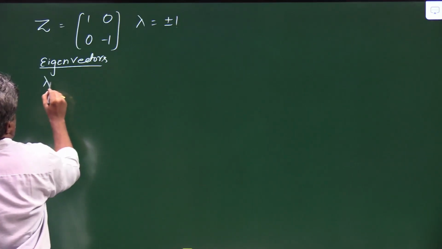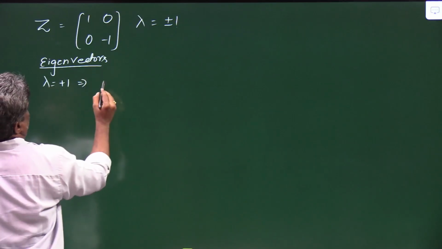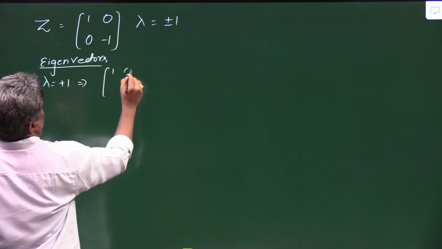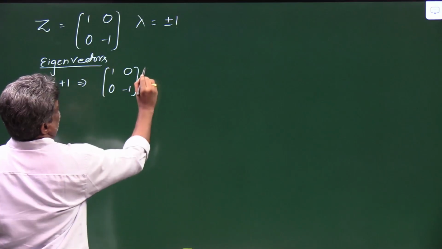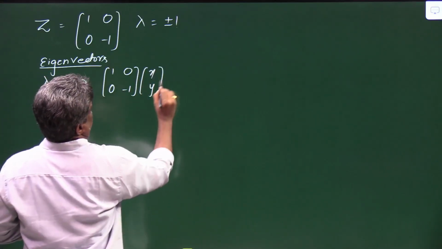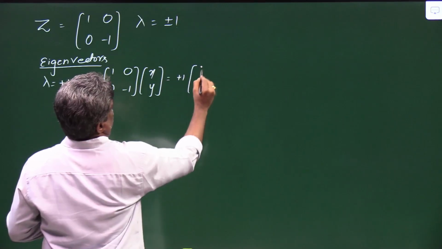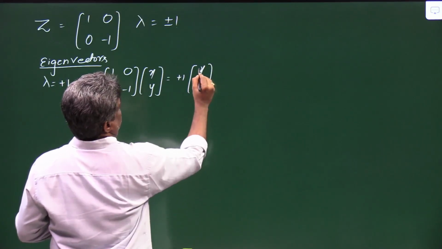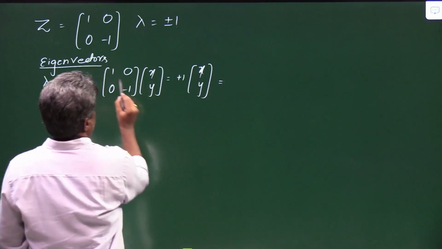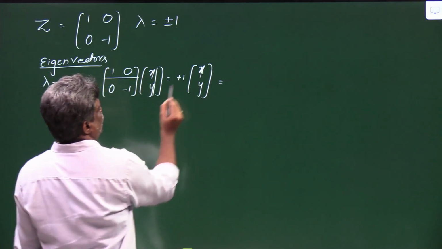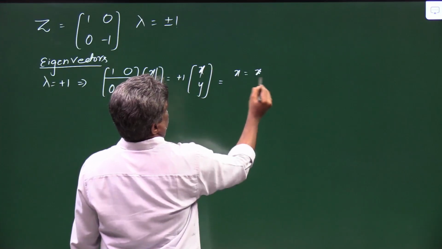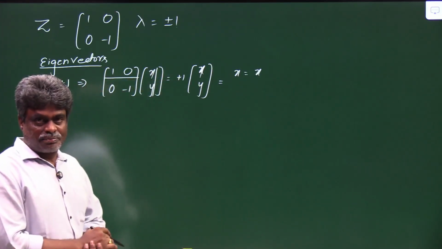So first let us take lambda equal to plus 1. We can take this operator, 1 0 0 minus 1, operating on the unknown state (x, y) equal to plus 1 times (x, y). This is the eigenvalue equation. Just multiply this row and column, you will get x is equal to x. Of course, x equal to x.